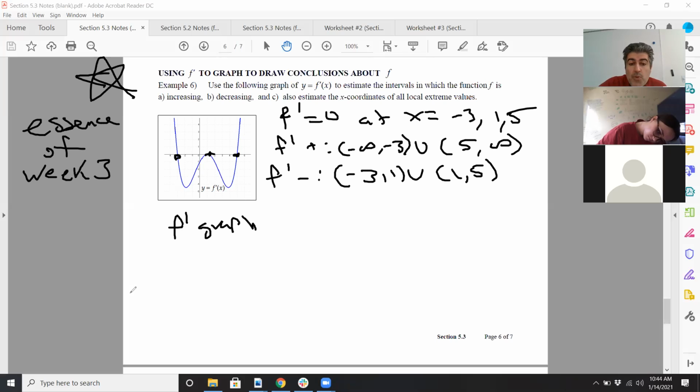So now we can answer these questions. Where are you increasing? When f prime is positive. Where are you decreasing? When f prime is negative. So you're not looking at tangent lines. You do not look at tangent lines at all.